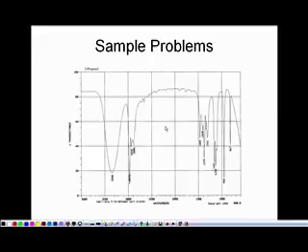Any peaks above 3000? No. So that means there's no double bonds, no aromatic rings. Any peaks below 3000? Yes. So that means there's alkanes in it. Any carbonyl in this molecule? No. For carbonyls, I look at 1600 to 1800. I don't see anything, and so in that case, there's no carbonyls.